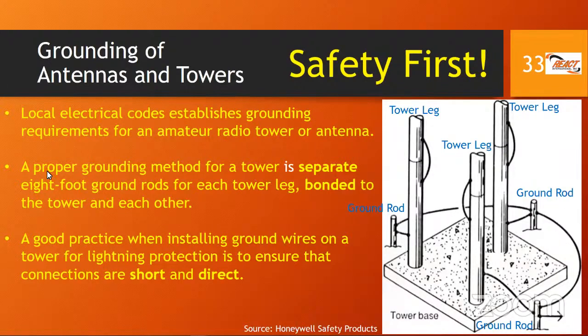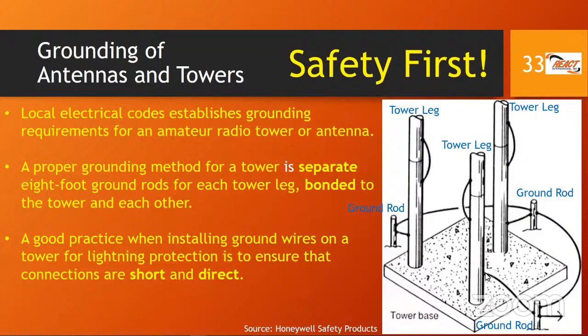So let's just read through these bullet points that are exam questions. A proper grounding method for a tower is separate 8-foot ground rods for each tower leg, bonded to the tower and each other. Good practice when installing ground wires on a tower for lightning protection is to ensure that connections are short and direct. So that's important.